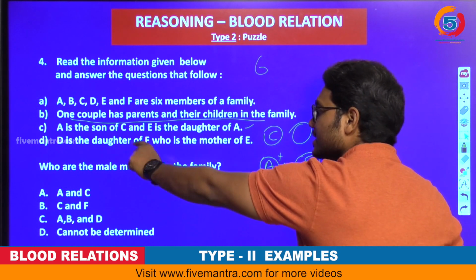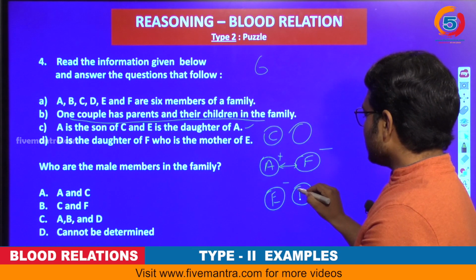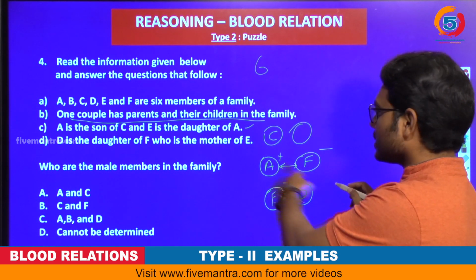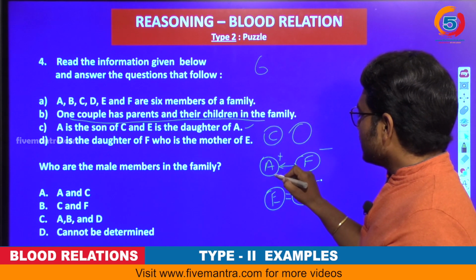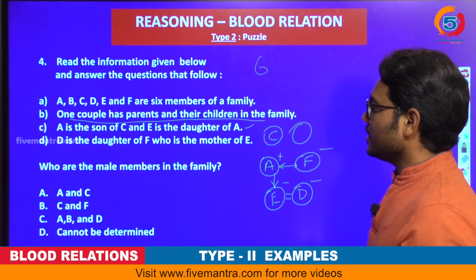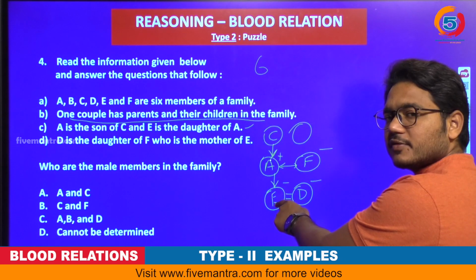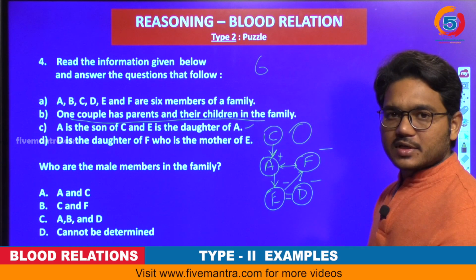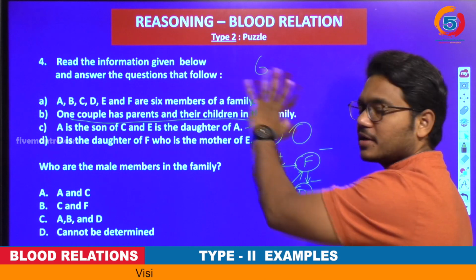Then D is the daughter of F. So obviously F has a daughter, which is represented by D. So obviously these 2 are children here, and since daughter is given, she is a female. Then the hierarchy goes like this. So E is the daughter of A and A is the son of C. F is the mother of E. Then D is the daughter of F. All the things are covered here.